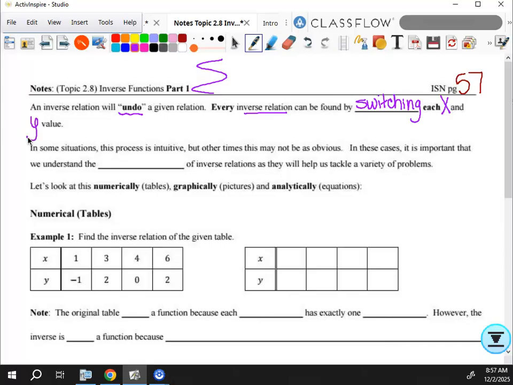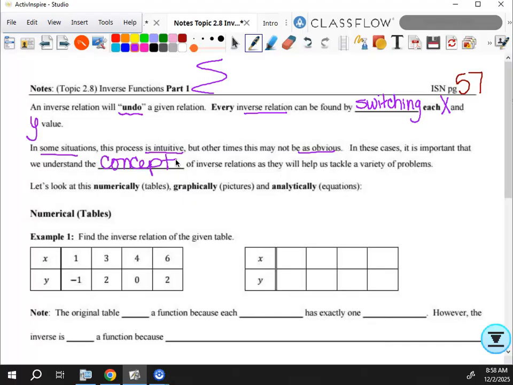In some situations this process is intuitive. Do you know what that means? That means it makes sense. Most of the time it totally makes sense what to do, but other times it may not be as obvious. In these cases it is important that we understand the concept of inverse relations, as they will help us tackle a variety of problems. Conceptual understanding is very important.